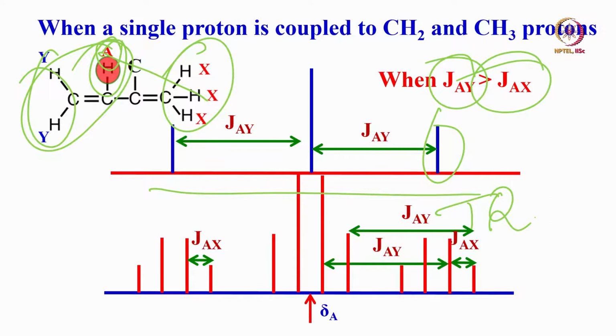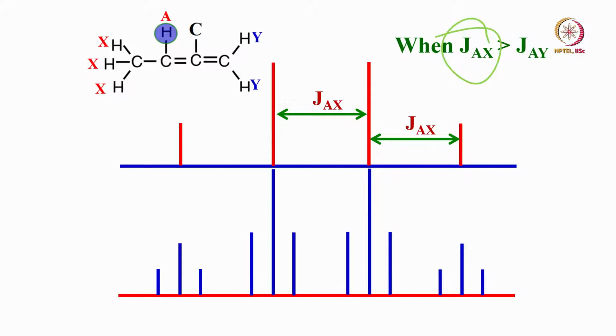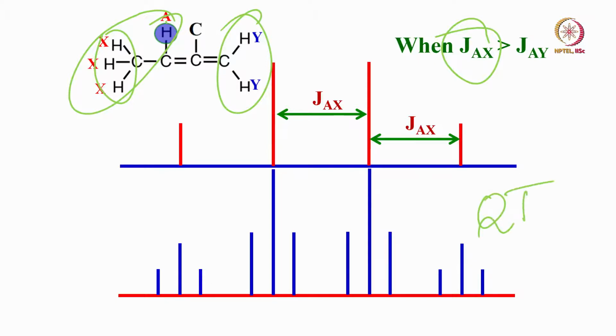Okay, this is the pattern you have to call as triplet of quartets. Of course, we can start talking about what happens if AX is larger than AY, then the quartet is going to be larger, because that is a CH3 proton, 3 chemically equivalent protons. You split this proton A into a quartet, and each line of the quartet is going to be split into a triplet because of the CH2 group. As a consequence, you are going to get quartet of triplets.